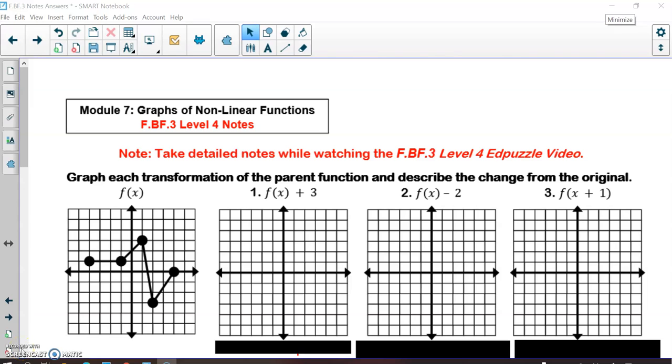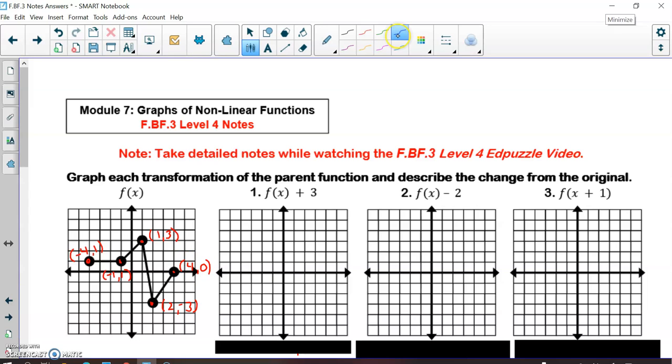Hello everyone, so now we are going to be graphing the transformation of the parent function that is given in the following graph. It might help to label the coordinates on this parent function here. So my first coordinate is at negative 4, 1. My next point is at negative 1, 1. My next point is at the point 1, 3. My next point is at 2, negative 3. And my next point is at 4, 0.